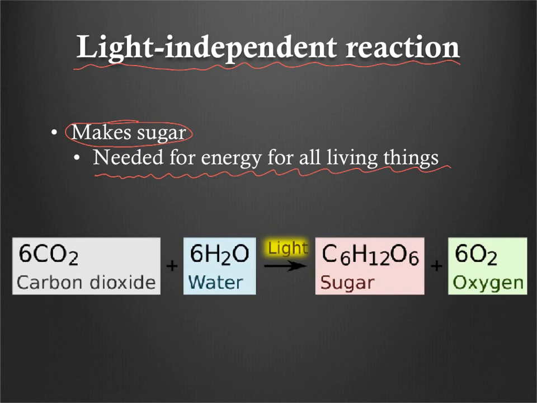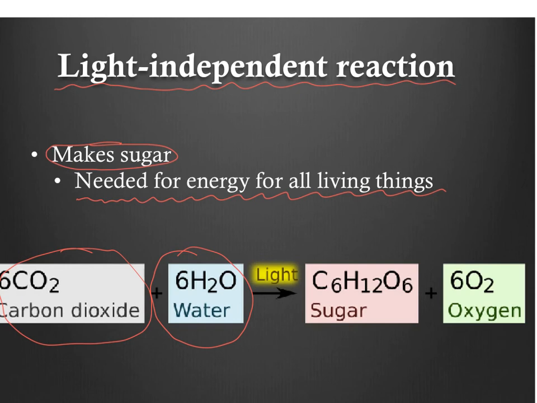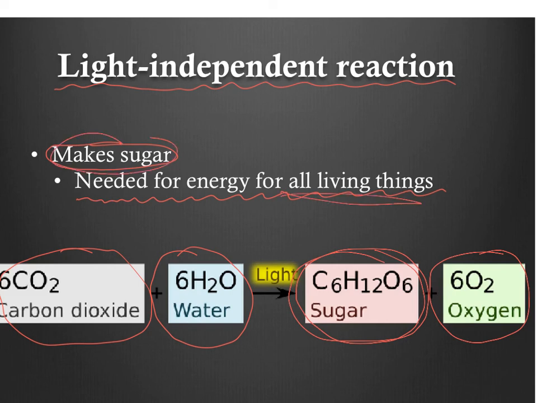So, carbon dioxide, reactant, that's used in the Calvin cycle. Water, reactant, that's broken up and used in the light-dependent reactions. Produce sugar, made in the Calvin cycle, and oxygen, which is made in the light-dependent reactions. Okay, so this whole process, photosynthesis, is to make sugar for all living things.